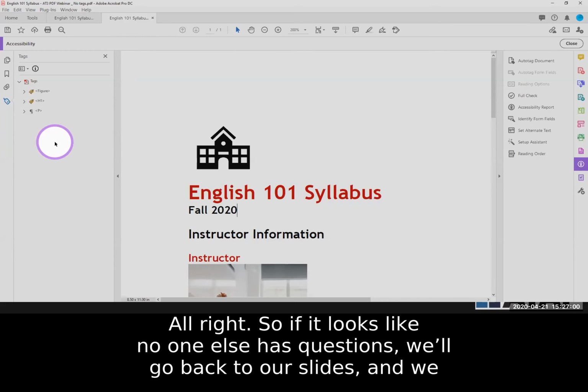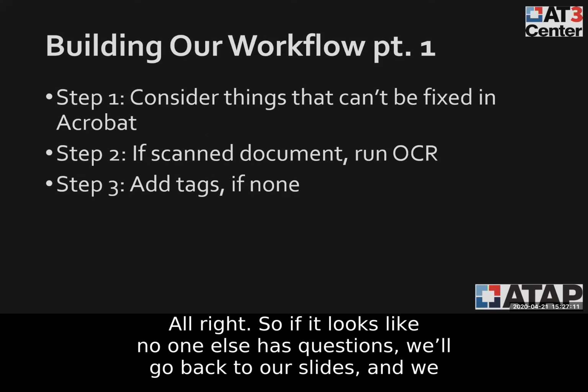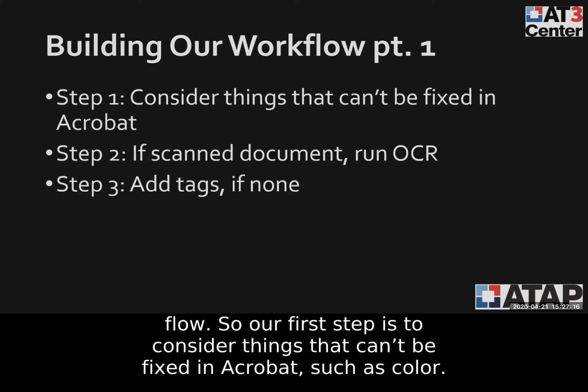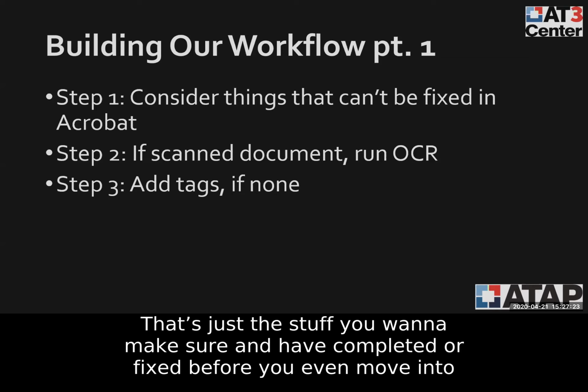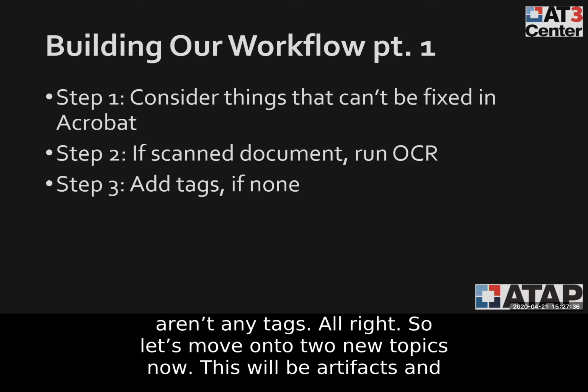All right, so if it looks like no one else has questions, we'll go back to our slides. And we will look at what we've got so far. So far we've started building out our workflow. Our first step is to consider things that can't be fixed in Acrobat, such as color. That's the stuff you want to have completed or fixed before you even move into tagging a PDF. Step 2, if it's a scanned document, run OCR. And step 3 is add tags if there aren't any tags.